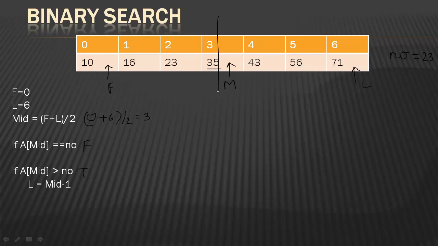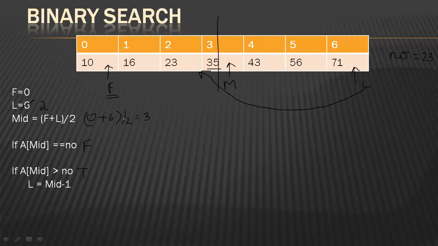If you look at the left side of the array now, you already have variable F, but you don't have L. You need to bring this L to this location. So I've written L is equal to mid minus 1. What was mid's value? 3 minus 1 is 2. So your L is no more 6, it's going to be 2.